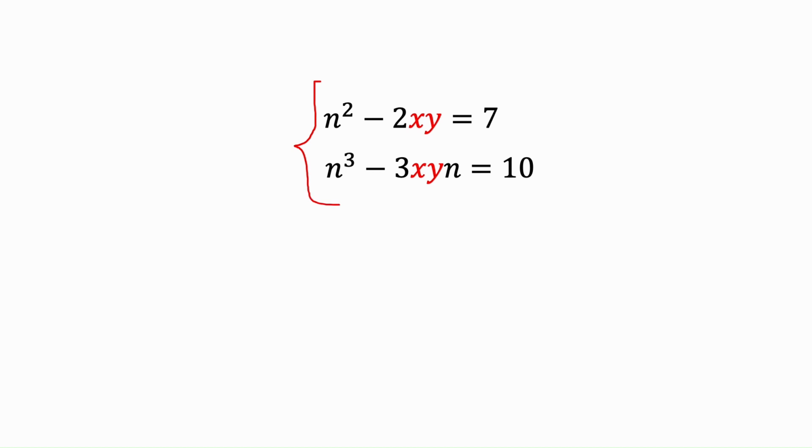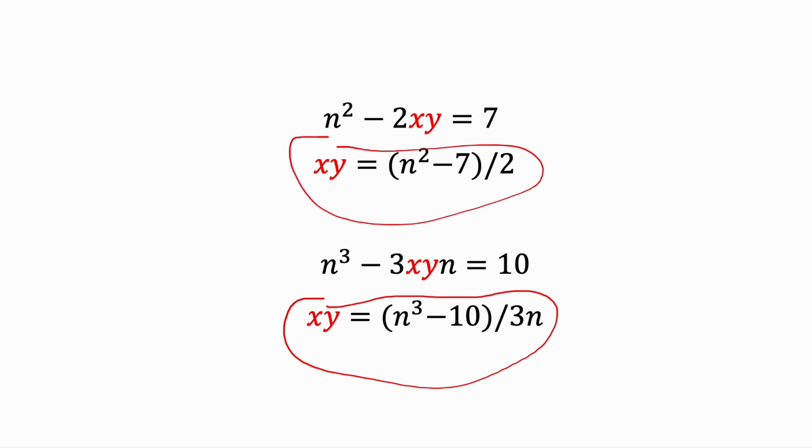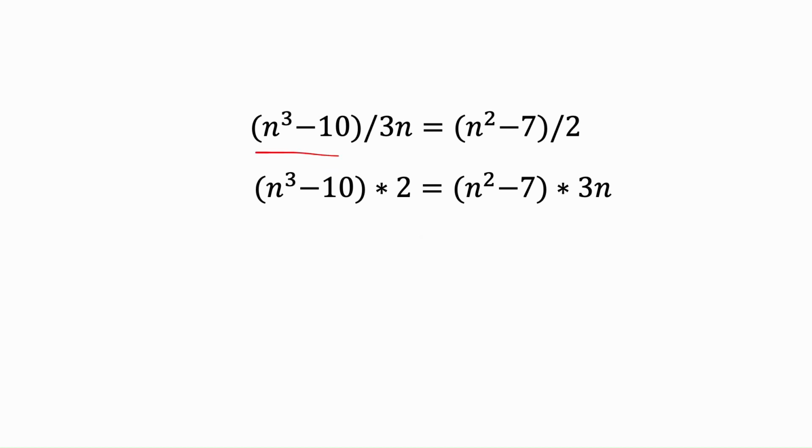In both, we have a similar term, which is x times y. So let's find xy from both based on n. So this is from the second one, and this is from the first one. So now both these parts need to be equal, since both of them equal x times y. So we can write this equation. So now we have one equation to solve and we need to find n.